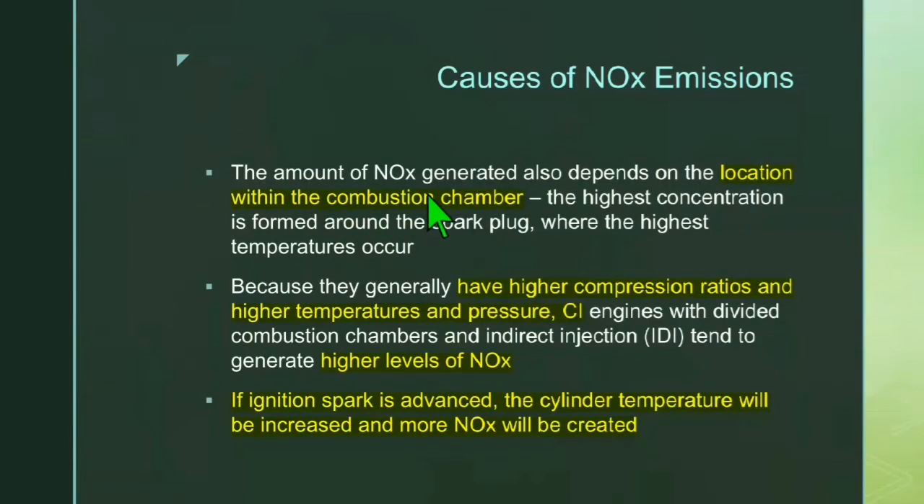The amount of NOx generated also depends on the location within the combustion chamber. The highest concentration is formed around the spark plug, where the highest temperatures occur. Because they generally have higher compression ratios and higher temperatures and pressure, CI engines with divided combustion chambers and indirect injection (IDI) tend to generate higher levels of NOx. If ignition spark is advanced, the cylinder temperature will be increased and more NOx will be created.